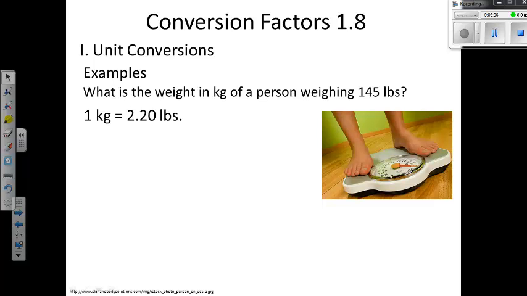How about weight or mass? I want to know the weight in kilograms of a person weighing 145 pounds.